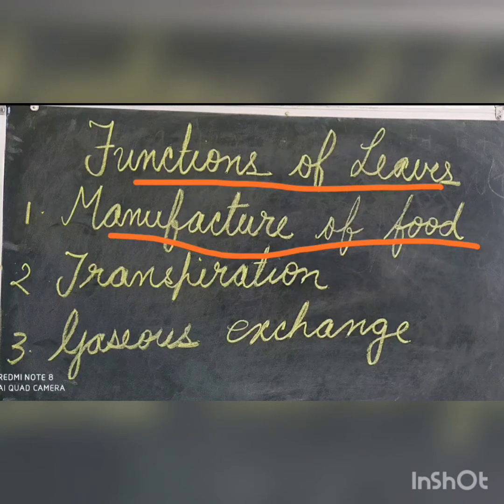Next function performed by leaf is transpiration. Excess water absorbed by the roots of plants is released into the air through tiny pores present on the lower surface of the leaves. These tiny pores are called stomata. The process of releasing excess water by the plant is called transpiration. It keeps the plants cool.